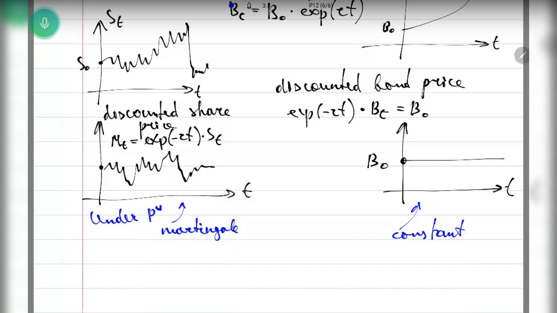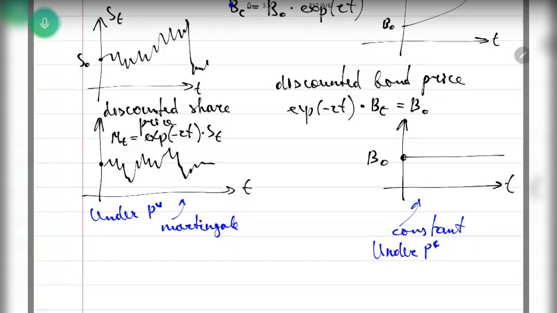If you have something that is constant in time, you may do nothing. So that's a constant under P star.